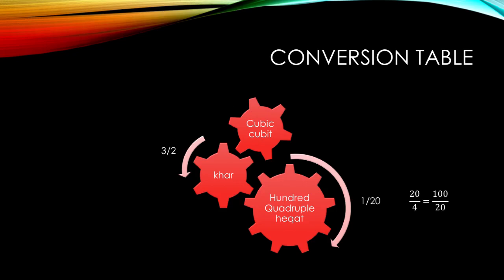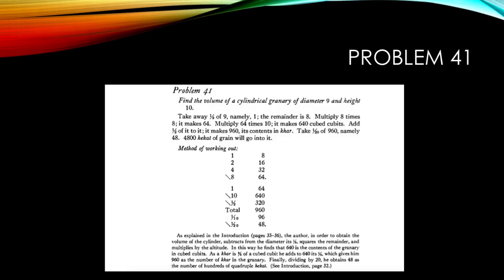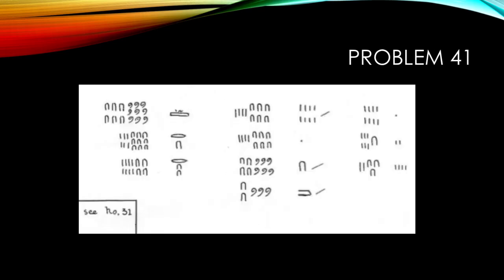So the last step is dividing by 20. Then we multiply by 100. We get 4,800 quadruple heqat, or great heqat. And that is the volume of this cylinder.